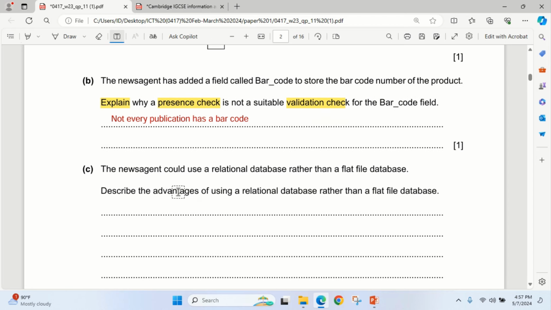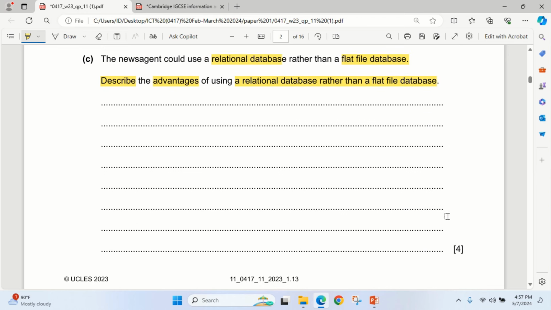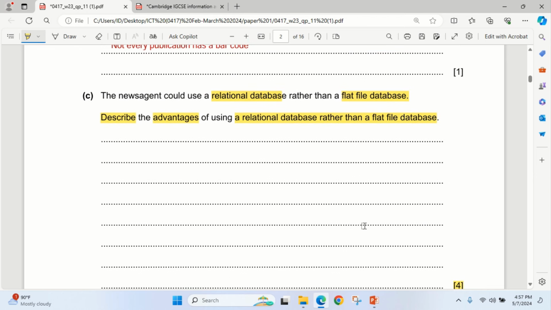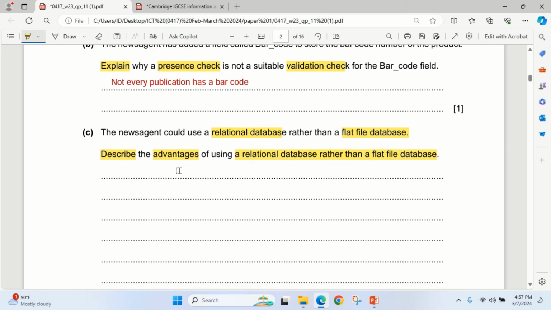Then question C says that the news agent could use a relational database rather than a flat file database. The command word is describe: describe the advantages of using a relational database rather than a flat file database. And this is a 4-mark question. So what you can do is structure it. This is just asking for advantages, so you'll write all 4 advantages of using a relational database rather than a flat file.